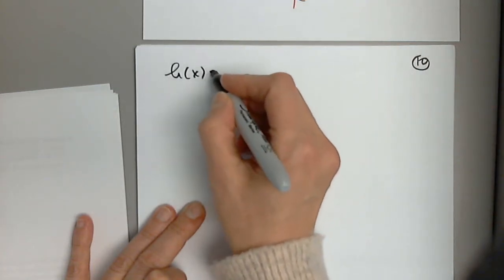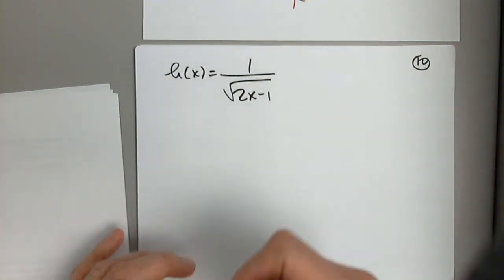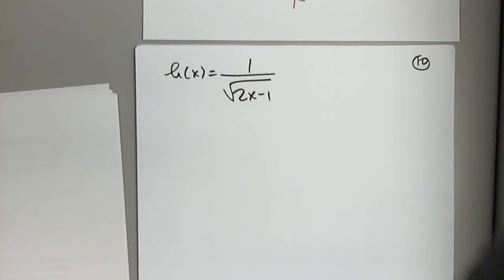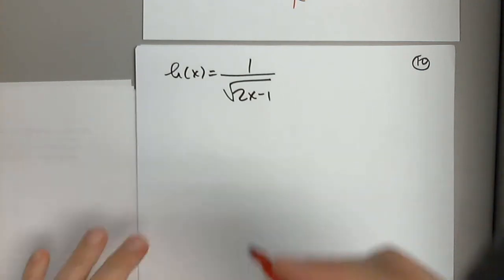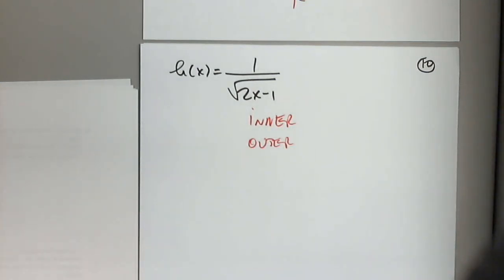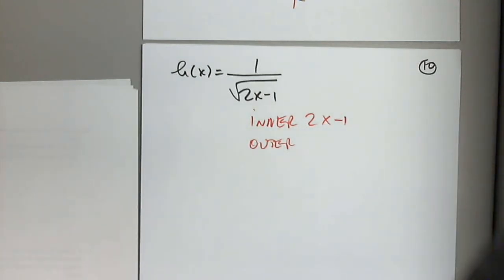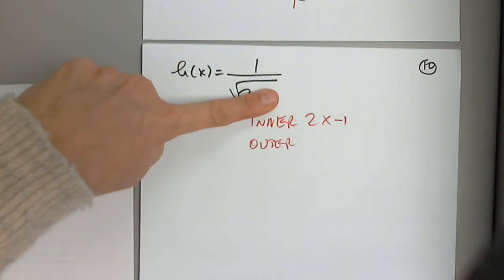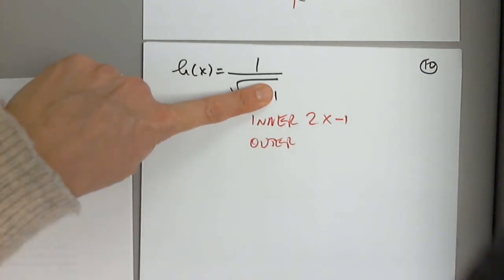So h of x equals 1 over the square root of 2x minus 1. Okay, so here we are asked to decompose this function. Let's decompose it. I want an inner and an outer. What is inner? Is that 9? Yes. So I want the inner, please. 1 over square root of 2x minus 2. Yes, that's one option. 2x minus 1. Yes. So when I have this number, what function do I apply to this number?